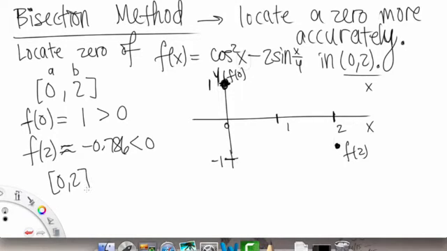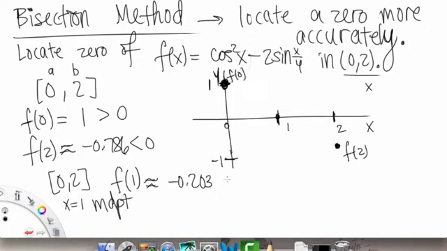So on this interval 0 to 2, we're going to pick the midpoint. The midpoint in this case is x equals 1. We're going to plug in that midpoint to find out whether it is above or below the x-axis. If we plug in a 1 for our function, it turns out to be negative 0.203, which is definitely less than 0. So it lies down here, about negative 1/5.